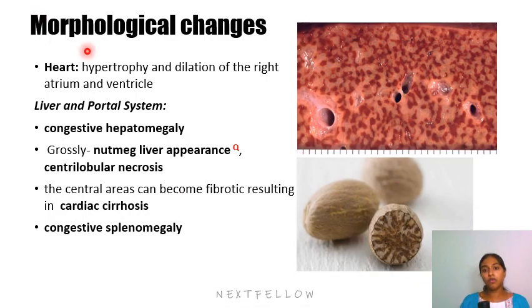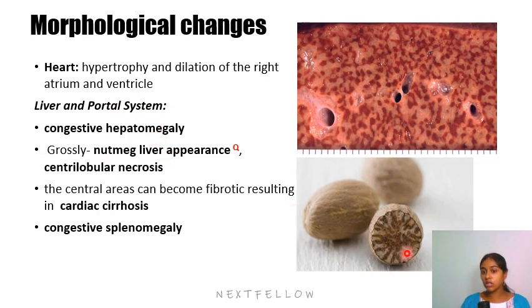So coming to morphological changes associated with right-sided heart failure, the heart, as a compensatory mechanism, will go for hypertrophy and dilatation of the right-sided chambers of the heart. So coming to the systemic circulation, due to the congestion of the blood, there will be both congestive hepatomegaly as well as congestive splenomegaly. This congestive hepatomegaly grossly will have a nutmeg liver appearance.